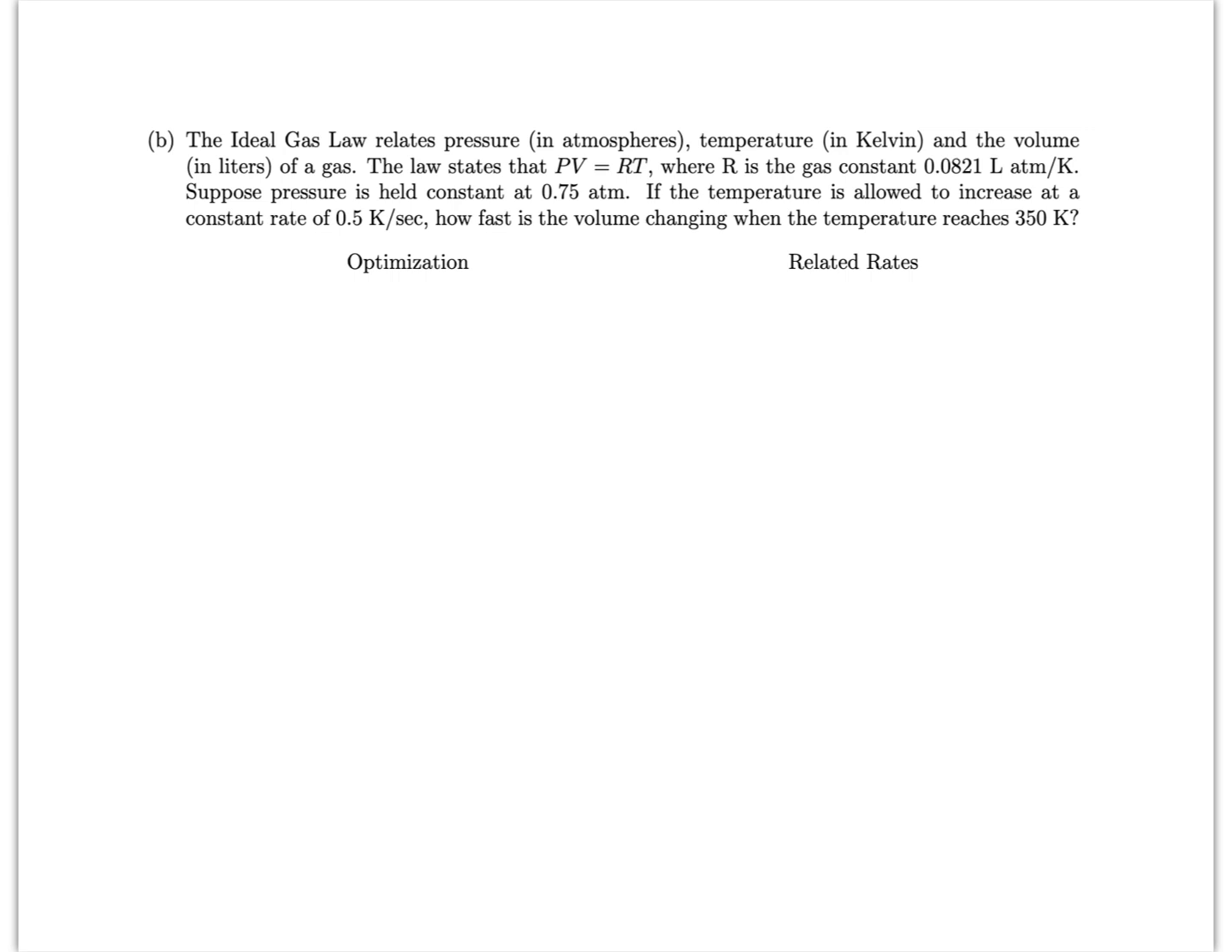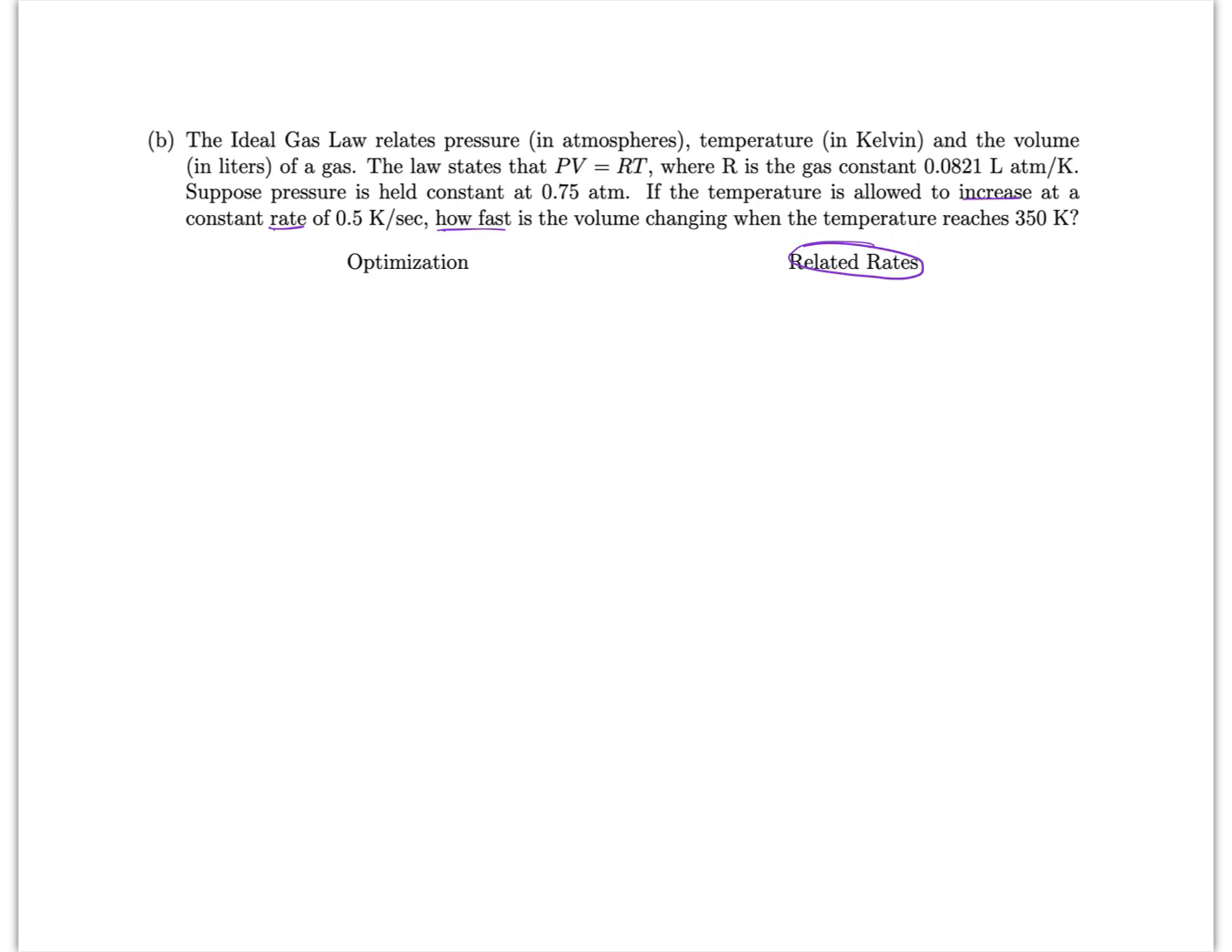Okay, so we're getting words like increase and rate and how fast. This is going to be a related rates problem. So I don't have any picture to draw here, but I have an equation, PV equals RT. That is going to be the equation that relates all my important variables.